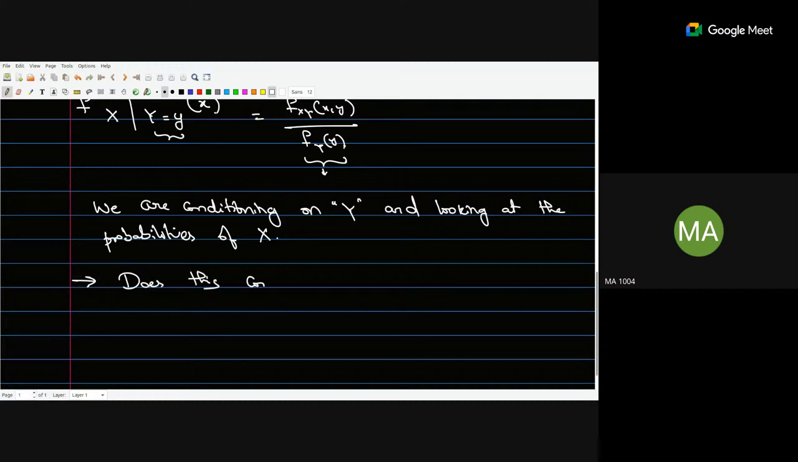Does this conditioning always affect the probabilities? That's the question. Whether conditioning on Y, one random variable Y, will change the probabilities of the other random variable. Yes, no. What if it is independent?